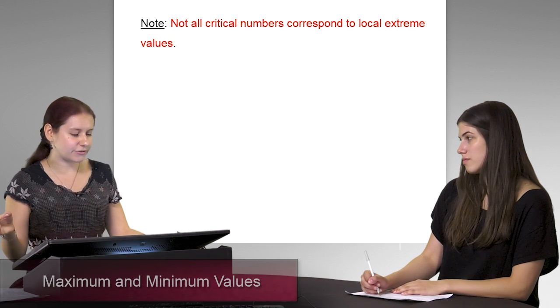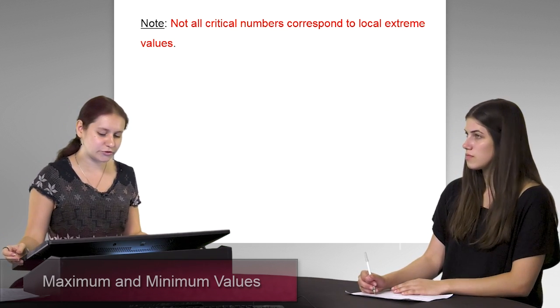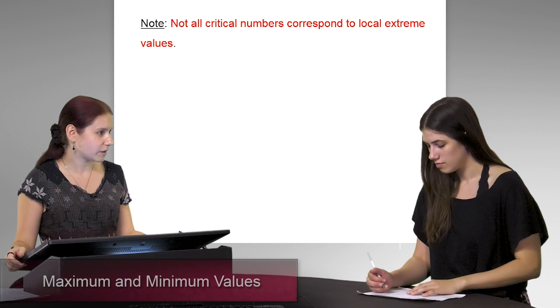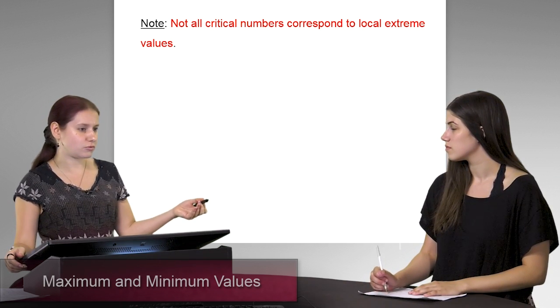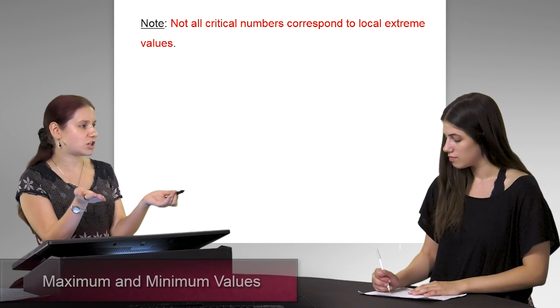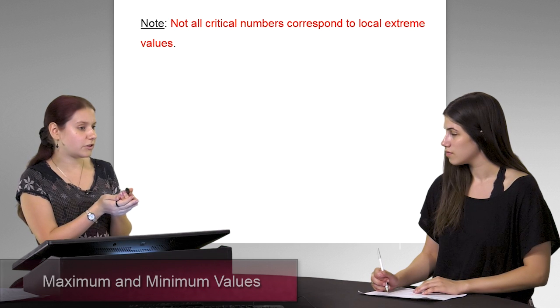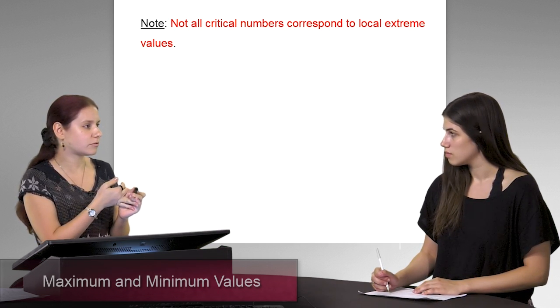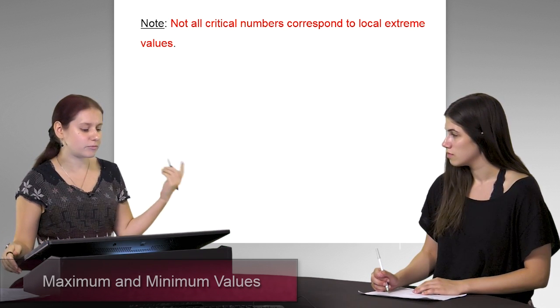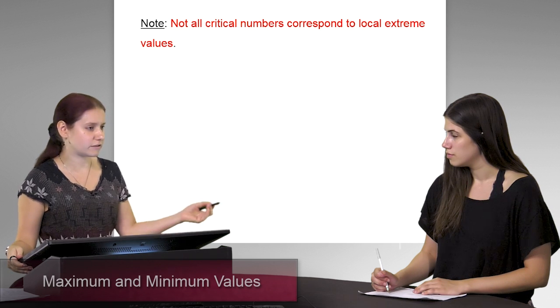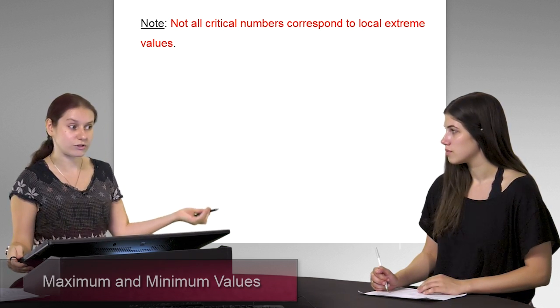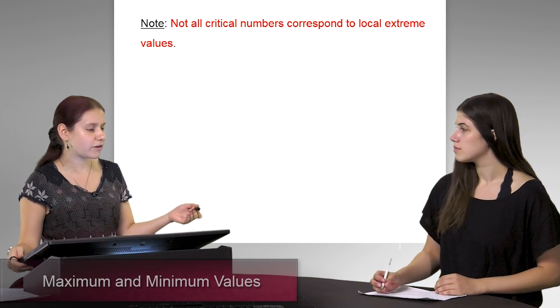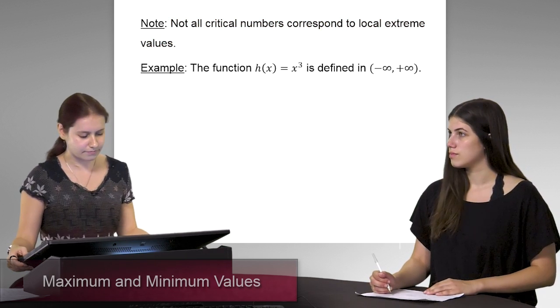Which is not enough. Not all critical numbers correspond to any extreme values at all. It gives us a chance to have a list of numbers to check. But some of them might not give you any maximum, any minimum, nothing. So we need some new tool in the future to check whether it is a local maximum, a local minimum, what is going on there, to check the behavior at the critical number.